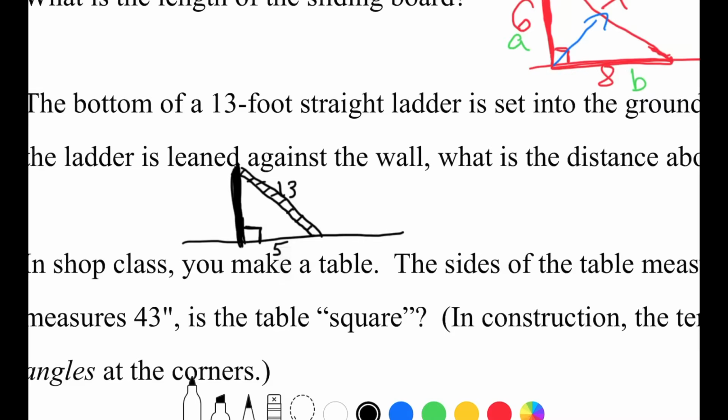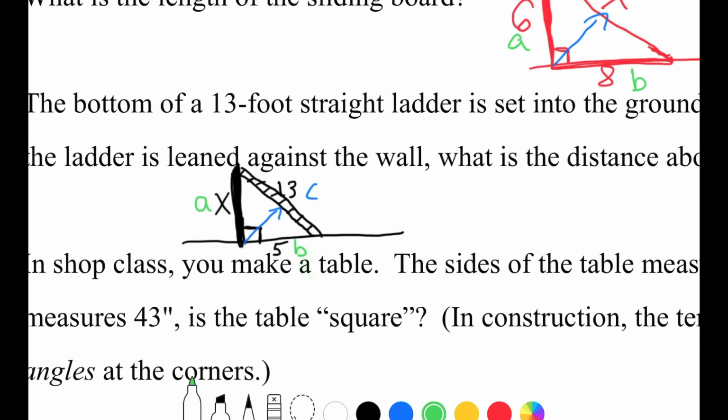And then we are asked, what is the distance when the top of the ladder is leaned against the wall? What is the distance above the ground it will reach? So we're asked, what is this distance? Well, we have our side across from our right angle, our hypotenuse. So we have 13 as our C. And then we have our two sides, or two legs, our A and our B.